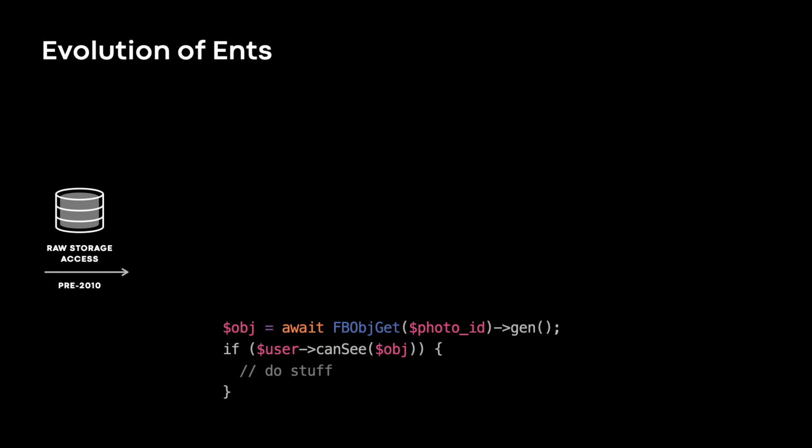Before Ent, our codebase was littered with these raw call sites that fetch data directly from TAL. Checking privacy involved a lot of these if conditions on whether the user can see a loaded object. The lack of type safety also made this code vulnerable to runtime errors as well.